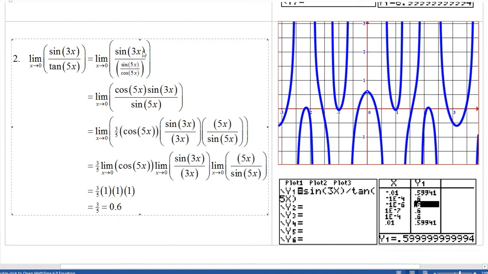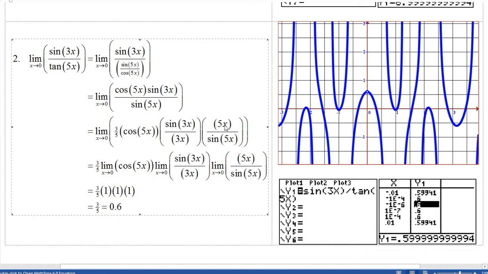So multiply top and bottom of this fraction by cosine of 5x to get rid of the compound fractions, and we get cosine of 5x up in the numerator with the sine of the 3x, and that's over sine of 5x. Now I'm going to break this ultimately into 3 factors here. The cosine of 5x is going to get its own factor. The sine of 3x will get a factor, and the sine of 5x will get a factor.